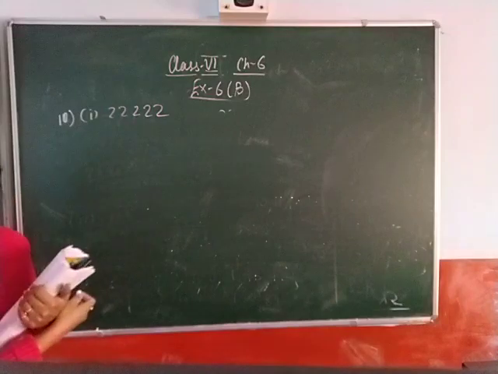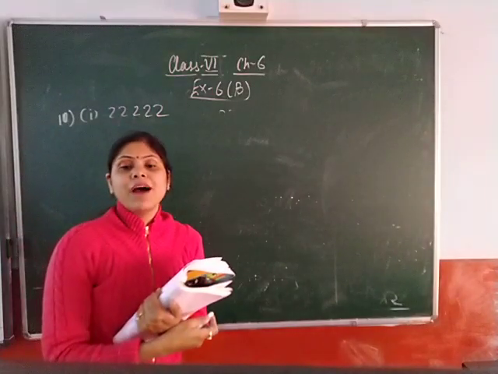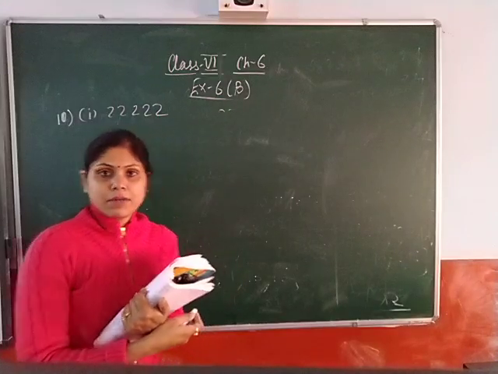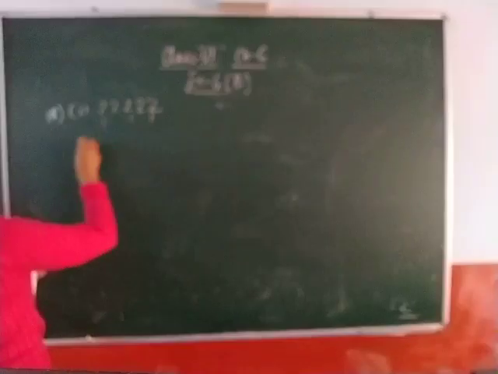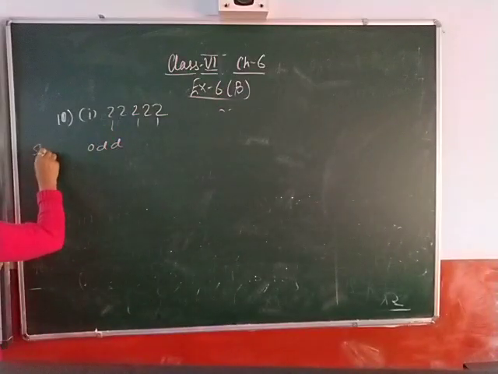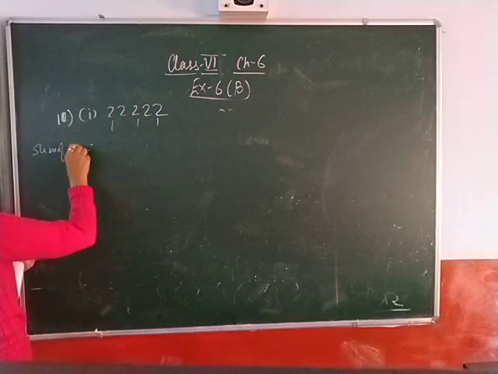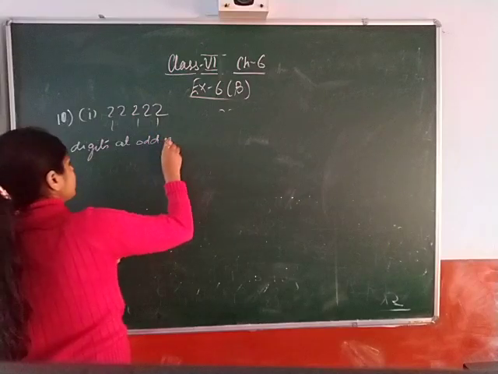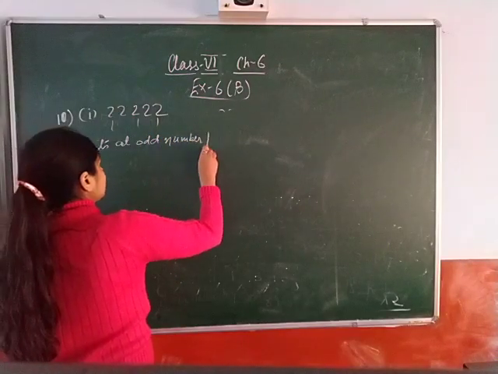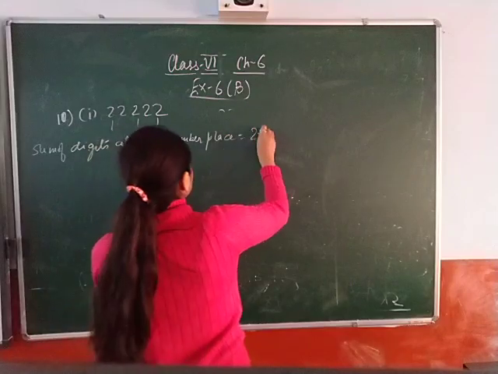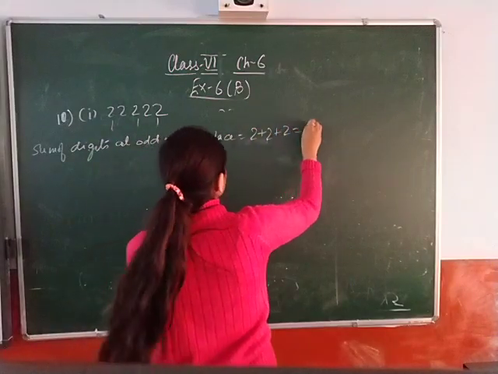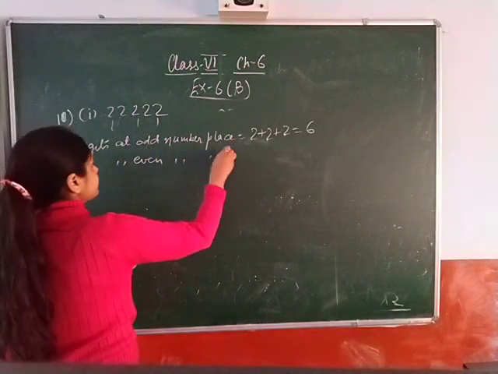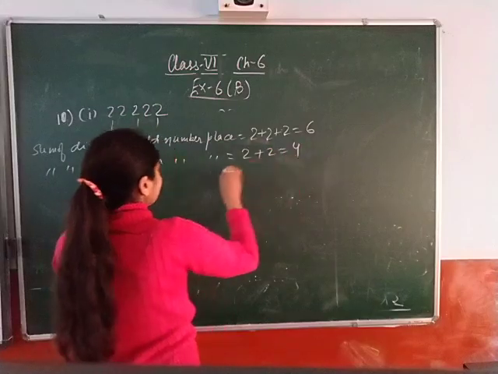What was the rule to check divisibility by 11? That was we have to add all the digits at odd number place. So, sum of digits at odd number place, that is 2 plus 2 plus 2, 6. Sum of digits at even number place, that is 2 plus 2, 4.